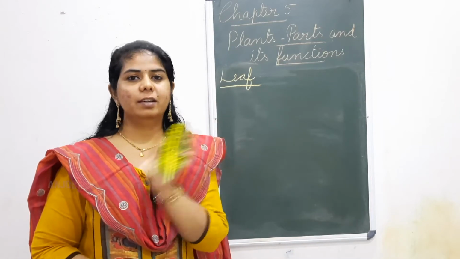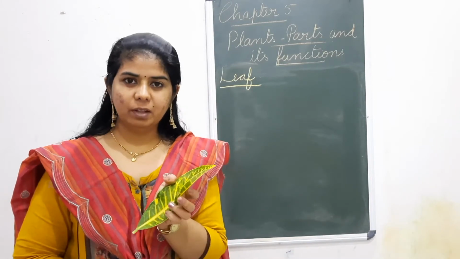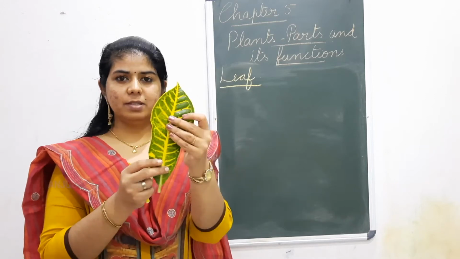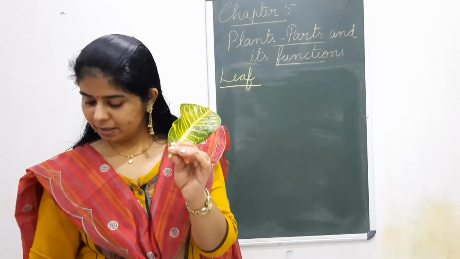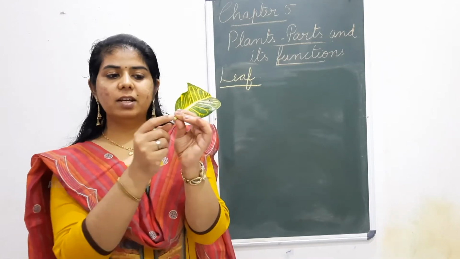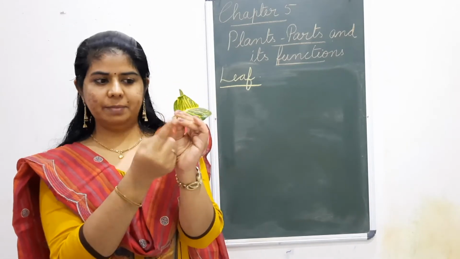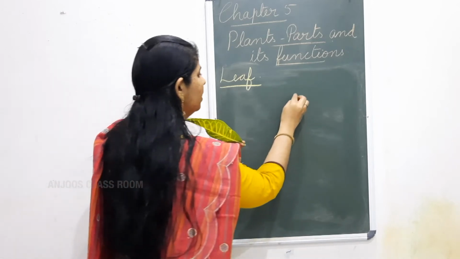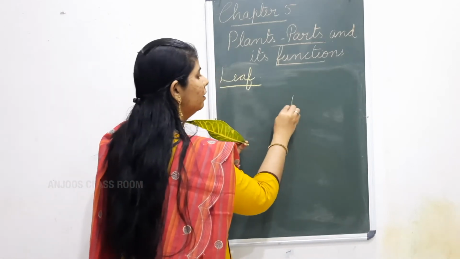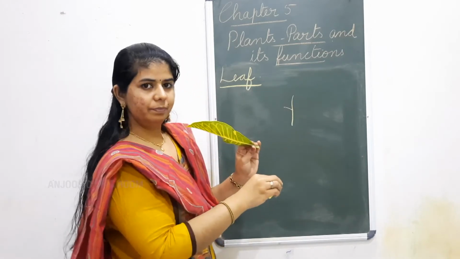That's the first thing you are going to do. Okay, so here you can see the leaf. Can you see this? This is the part which is attached to the stem. This is the stem of the plant, and you can see a part like this.